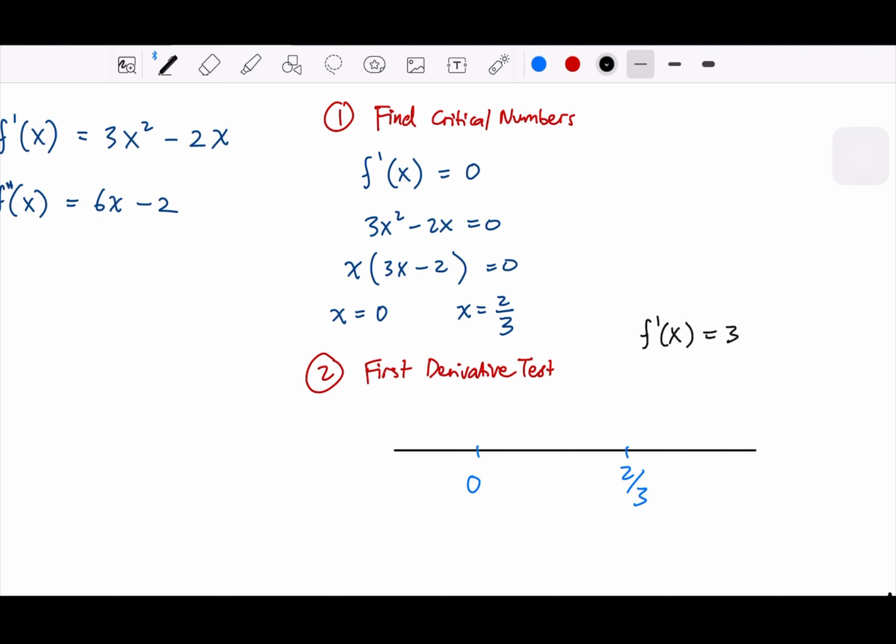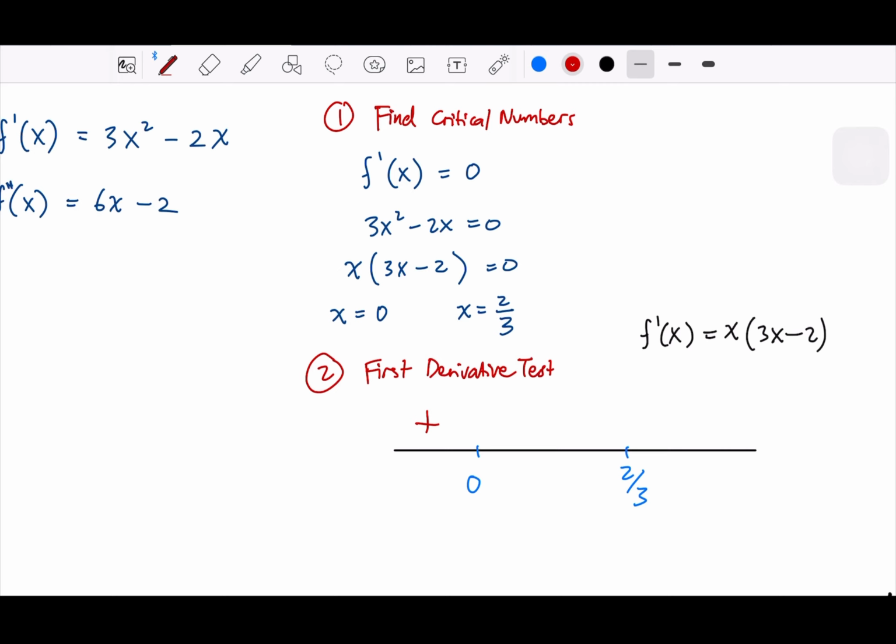We are going to check the first derivative, which is x times (3x minus 2). So we just use numbers between these critical numbers, let's say the left interval of 0, between 0 and 2/3, and then the right interval, which is the right side of 2/3. Then we check the first one, the left interval, we check -1.